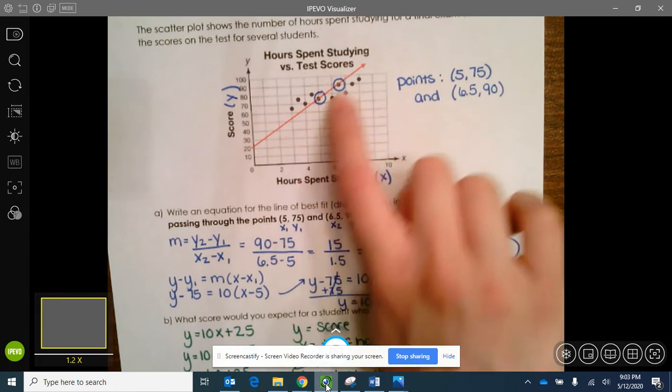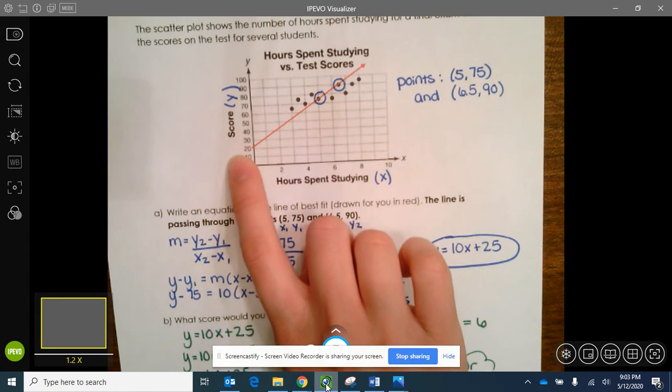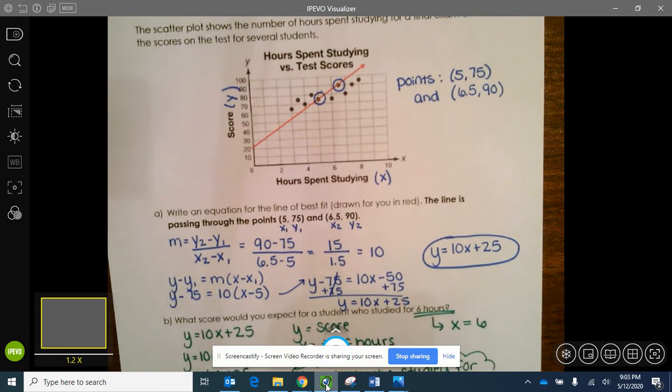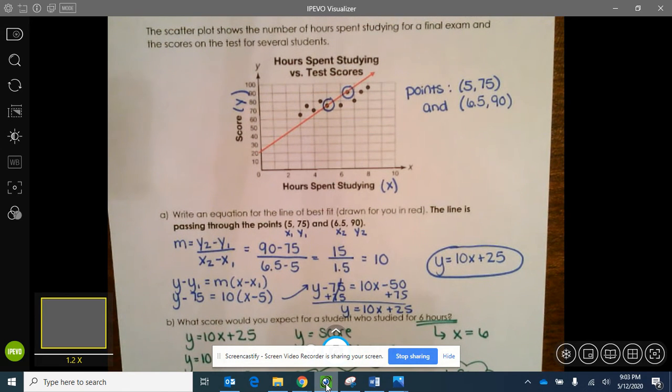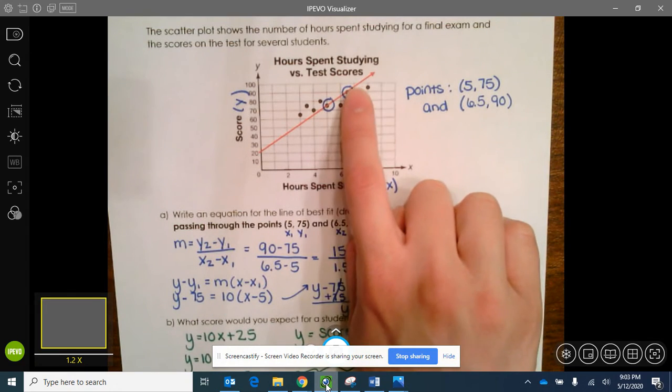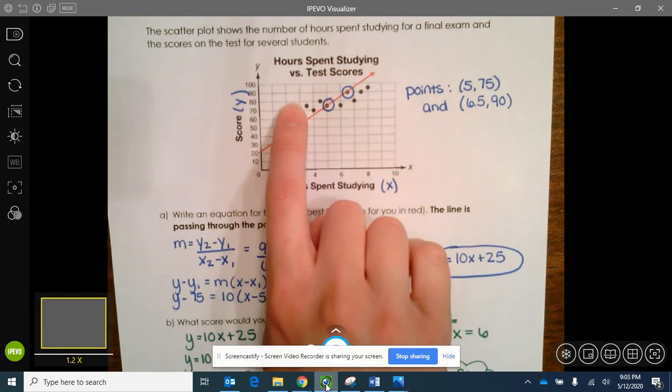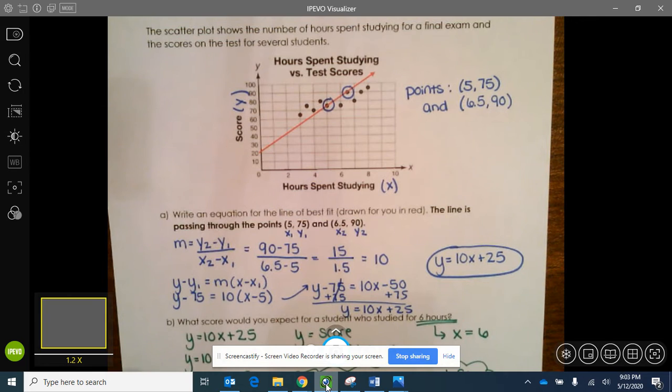So I went ahead and drew in this line of best fit. It's the red line. Notice it does go through the center of the data. It goes through 2 data points, and the other points are very, very close to the line. We have 4 data points above the line and 4 below.